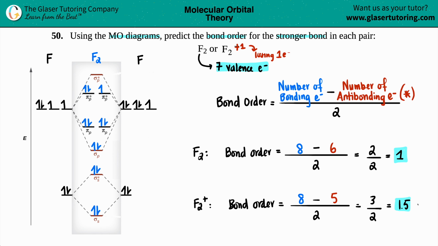1.5 means that you can have a single bond or a double bond. So sometimes it has a single bond, sometimes it has a double bond due to resonance. Now, which one has a stronger bond? This one is always going to be the higher bond order. So you just have to rank these in terms of 1 versus 1.5. 1.5 is higher, so the stronger bond is going to be found in F2+. And that is the answer to this question. Let's color it in and be done.